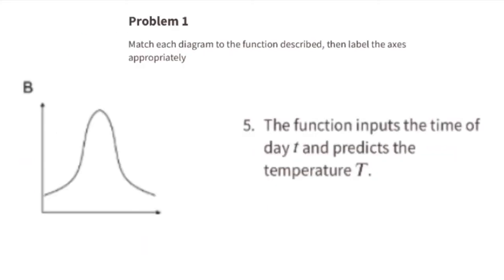Diagram B matches function 5. The function inputs the time of day, lowercase t, and predicts the temperature, capital T. The time, lowercase t, is the horizontal axis or the x-axis, and the temperature, capital T, is the vertical axis or the y-axis. This graph shows that as the time of day increases and the sun rises, the temperature increases. But as we all know, as time moves forward later in the day, the sun goes down, causing the temperature to also go down.